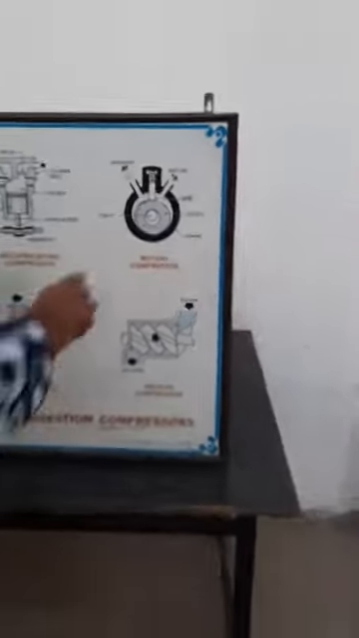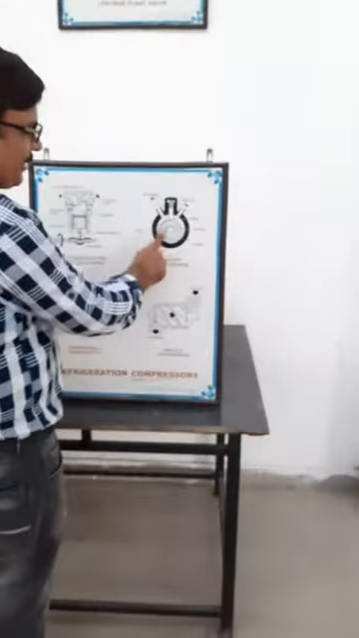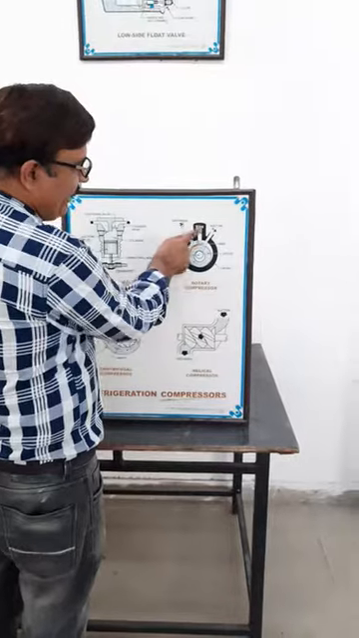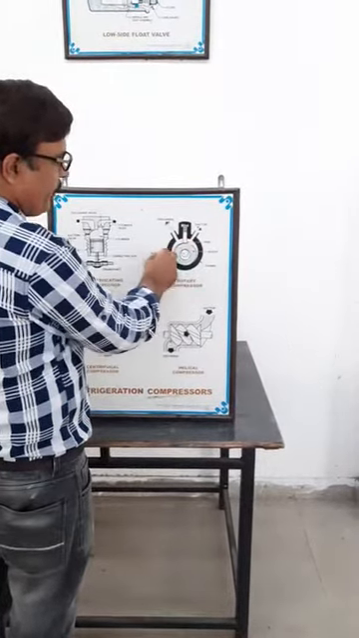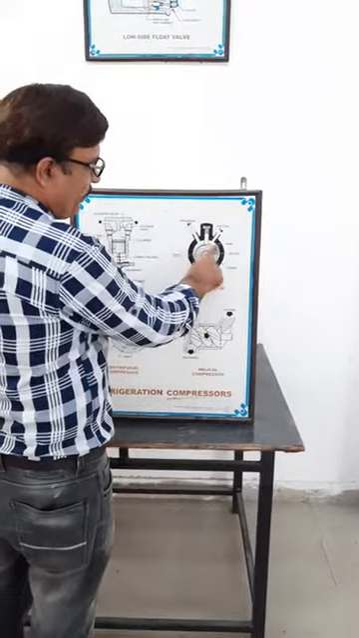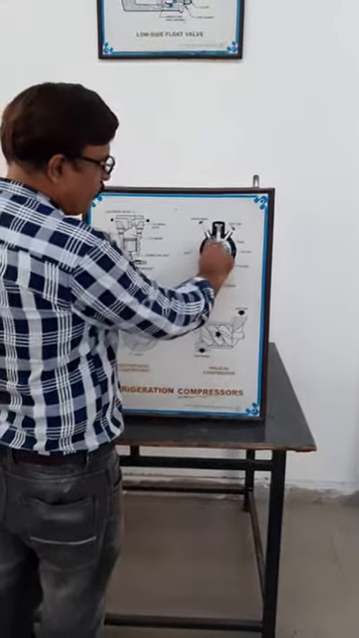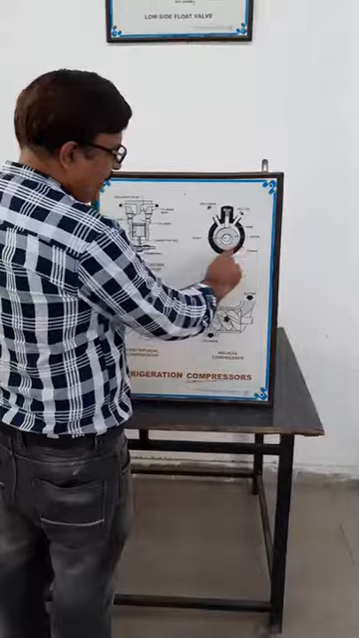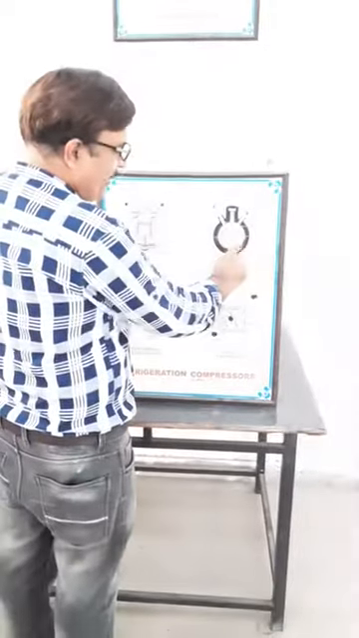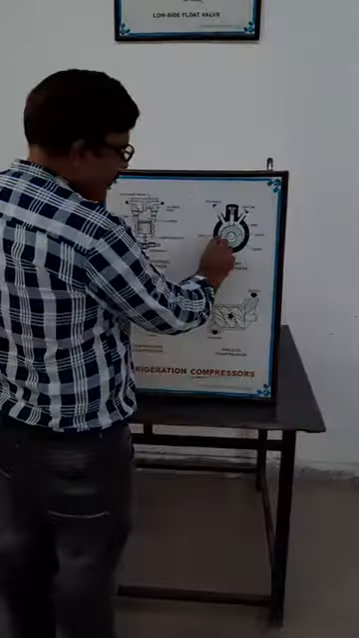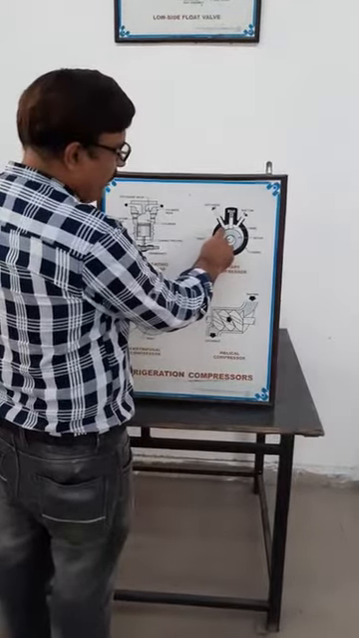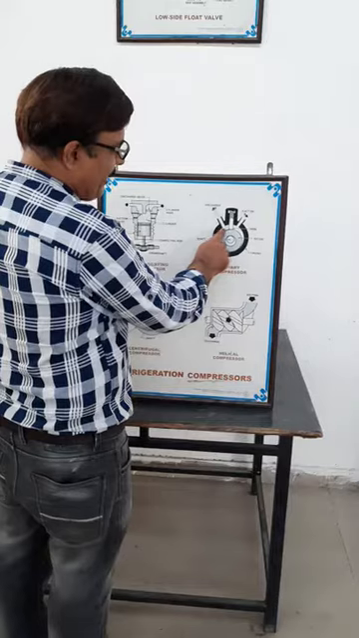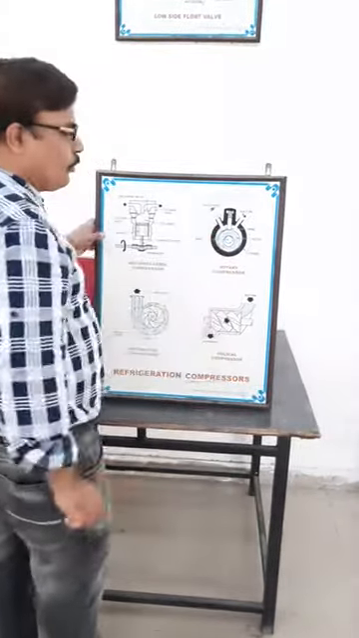This rotor is rotating inside the cylinder with the help of this blade. So this blade also separates the high pressure and low pressure vapor. So in this case, low pressure vapor is coming inside when it rotates, and look at here, the vapor above is compressed. So here the pressure and temperature are going to increase, and this is discharged to the condenser.